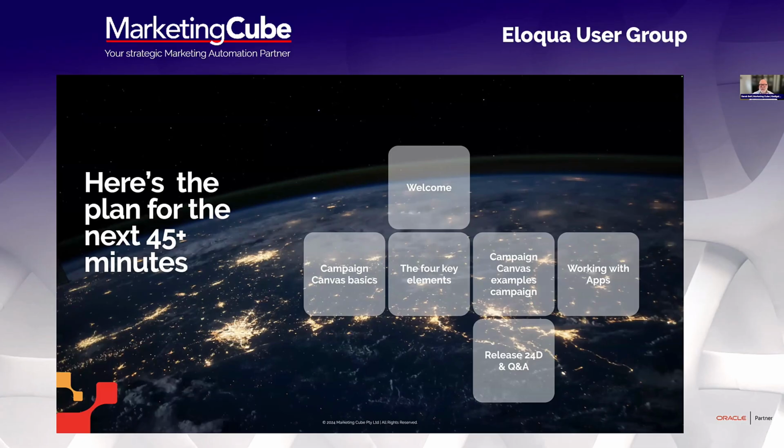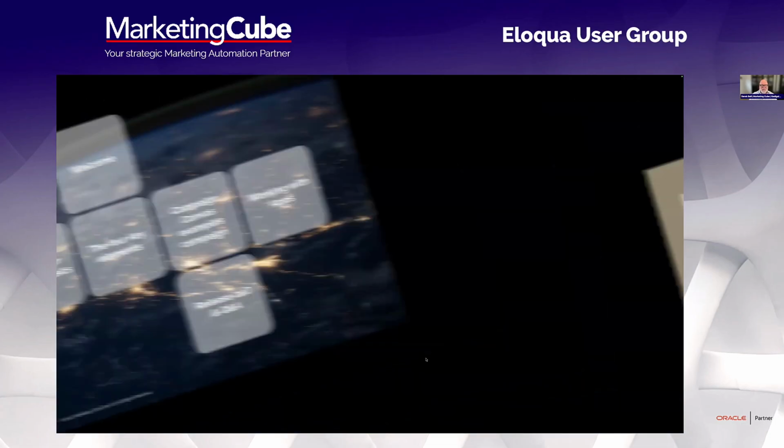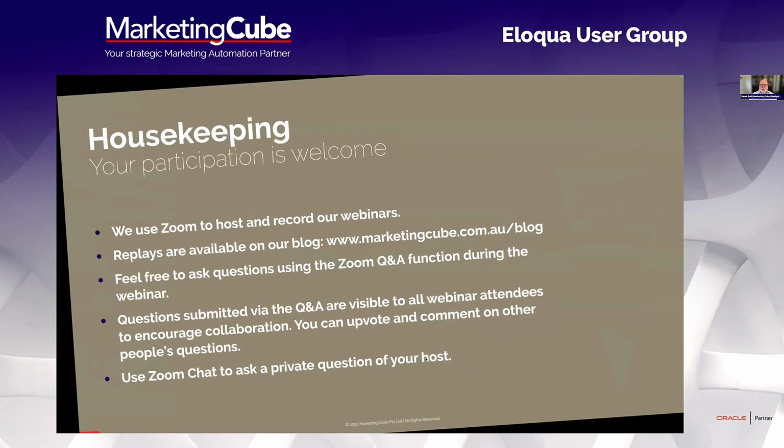We'll also look at an example from the campaign canvas, working with apps to help expand the options and what's available. We'll kind of cover a little bit of the apps on the campaign canvas examples anyway. And if we have time, which we didn't have time yesterday for the Asia Pacific team, we'll look at release 24D and Q&A. But questions throughout are always welcome.